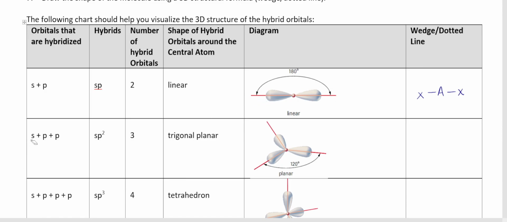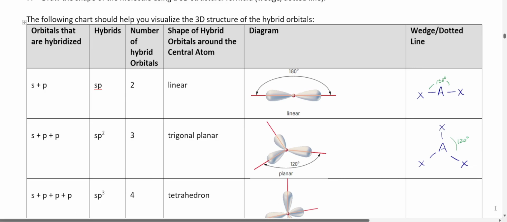If you have an s orbital with a p orbital and a p orbital that's hybridizing, we get sp2 hybridization. There are 3 of them, and that's called trigonal planar. It's called trigonal planar because it's basically a triangle on a plane. It's easy to see like this. All of these atoms sit on a plane, and they all have a bond angle of 120 degrees. This one was 180 degrees.